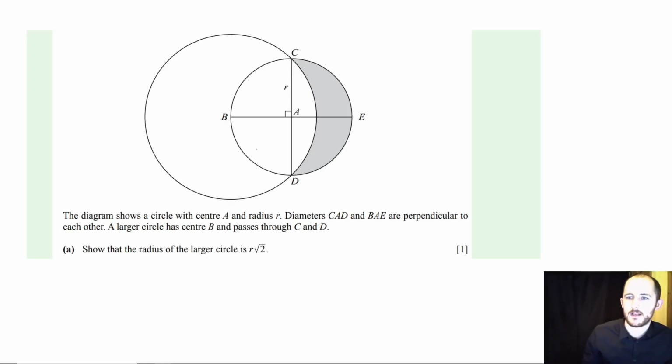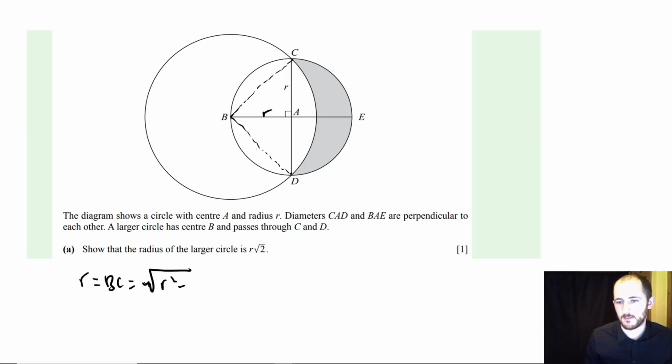So what I can do here is if I draw a line going from here to here, or here to here, either way, this length is also r. So in order to work out the length BC, which is the radius, I can just do square root r squared plus r squared. So that equals the square root of 2r squared, which is the same as doing r root 2.